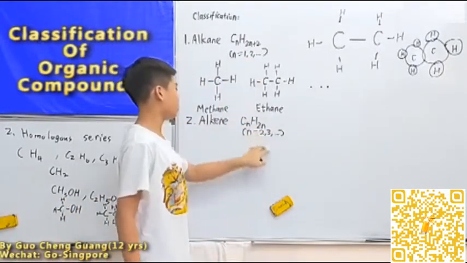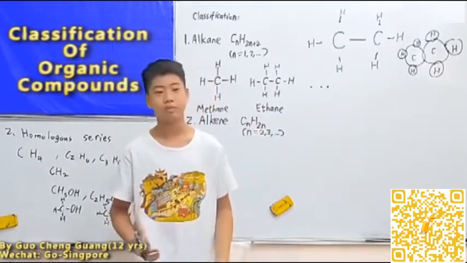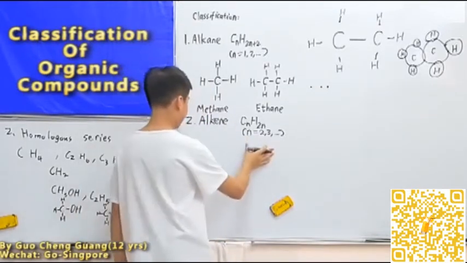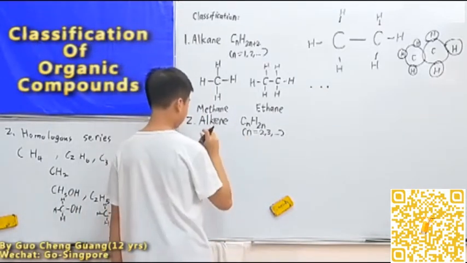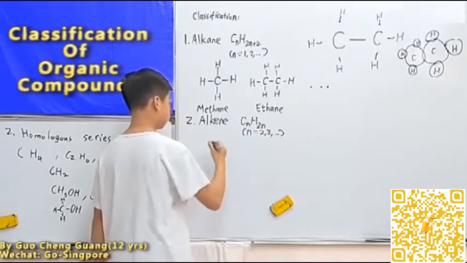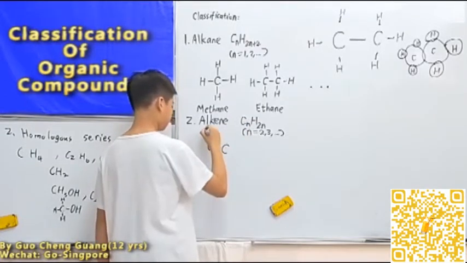Plus, you also have to be aware that we use N here for natural numbers, since they cannot be decimals. You don't break up the atom, they add it inside. So this is for our alkene now. Alkene, we start from 2. So then we have 4 hydrogen.